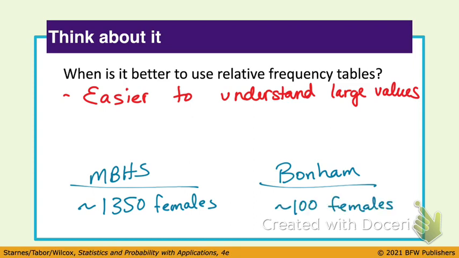Now, ladies and gentlemen, you are smart people. Which high school has more females walking around? McKinney Boyd has 1,350 females. Bonham only has 100 females. But is that helpful information if I want to know the distribution of females within the high school?